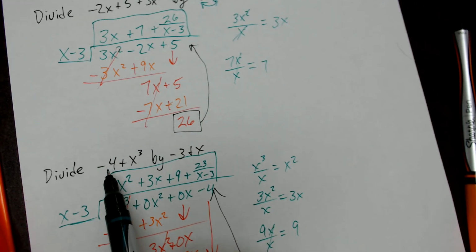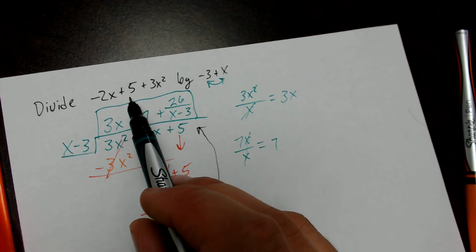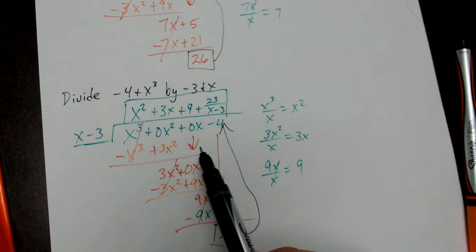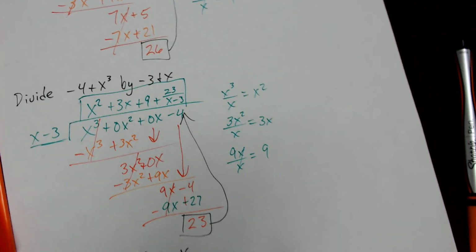If one of your polynomials is a whole number, like here and here, we have to use this division of polynomials algorithm. So that's it for this lesson.